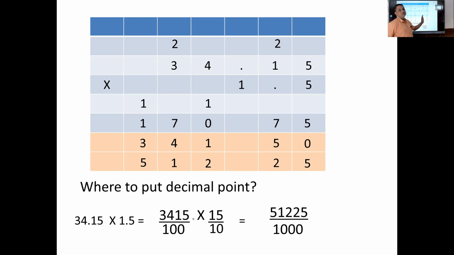Can we convert this fraction into a decimal? Yes, as there are 3 zeros, there will be 3 decimal places in the decimal number. So we put a decimal point between 1 and 2. Naturally, we get 51.225. So the answer for this multiplication is 51.225. There is a typing mistake on the screen.